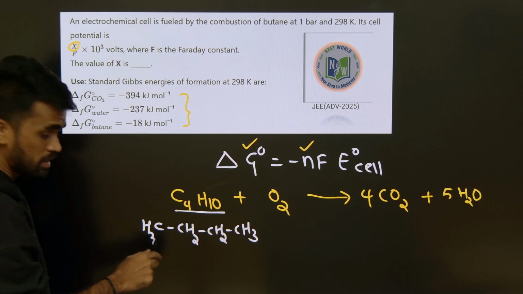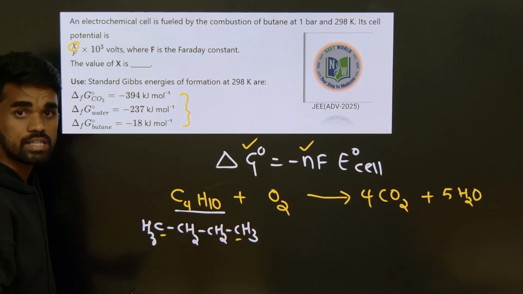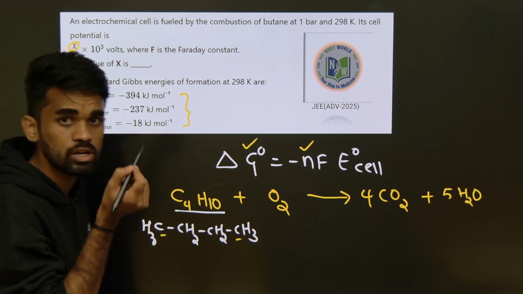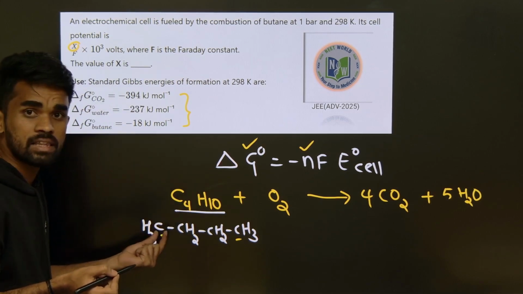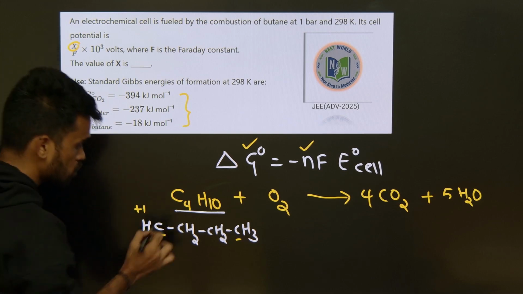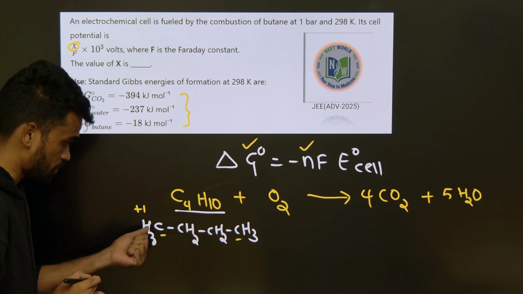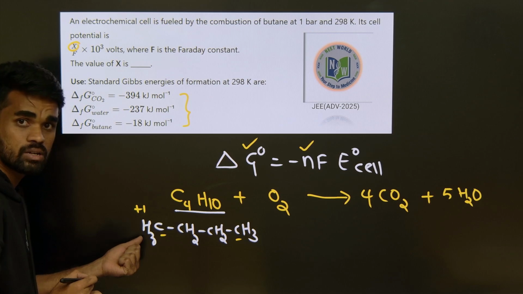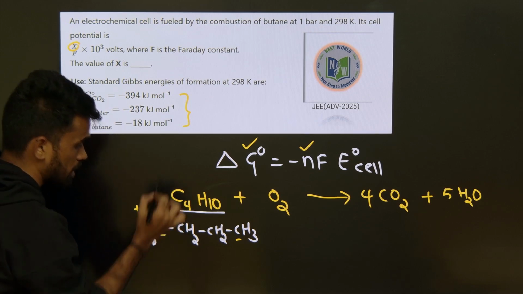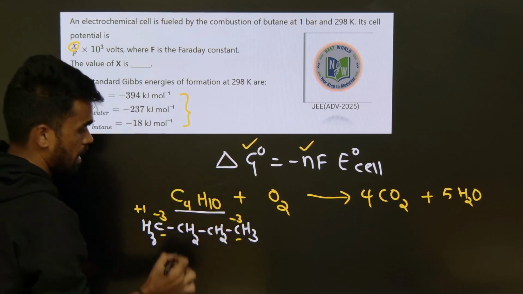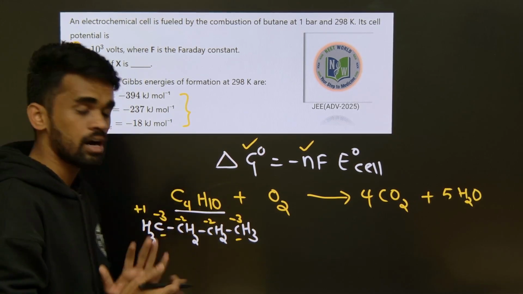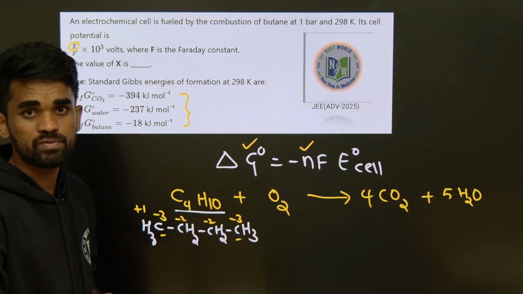For the terminal carbons, what are the oxidation states we have? Three hydrogen atoms are attached. We know hydrogen electronegativity is lesser than carbon, so each hydrogen will have +1, which gives -1 with respect to the carbon for each hydrogen. There are 3 hydrogens, so it will be -3. For this side also it is -3, and for these 2 carbons it is -2, -2. Hope it is clear how we are giving the oxidation states for each of these carbons.